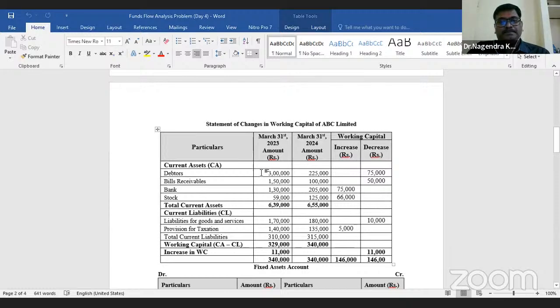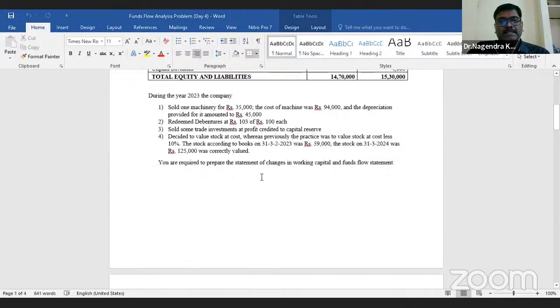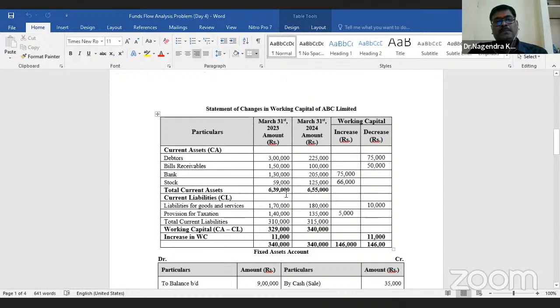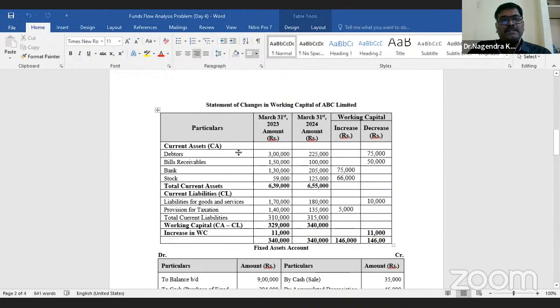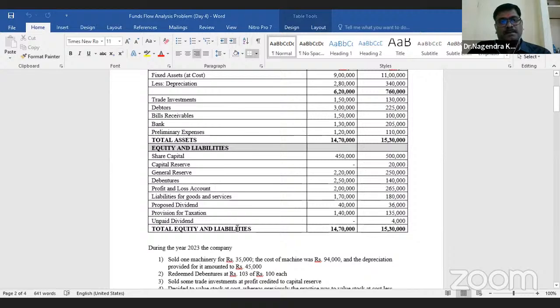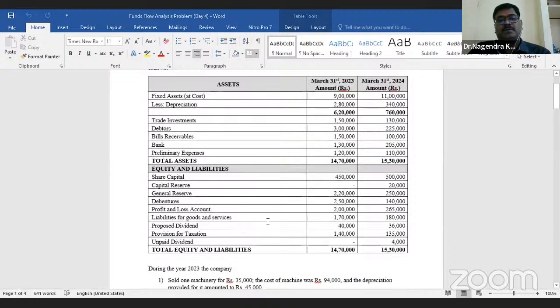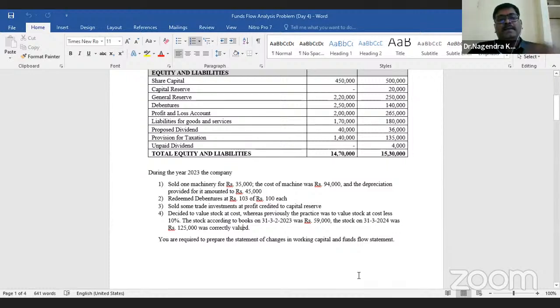And here, one adjustment is there with respect to the stock. I will tell you. In the balance sheet, they did not give you the stock. They gave an adjustment for the stock. What they are saying is that initially they measured the stock at 59,000, which is less than its original cost. But now they decided to value it at the original cost, which is 1,25,000. So there was an adjustment for the stock that was not given in the balance sheet.